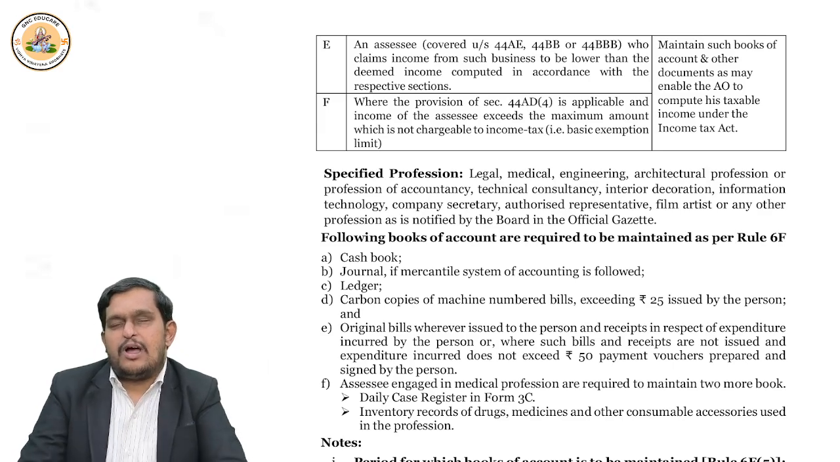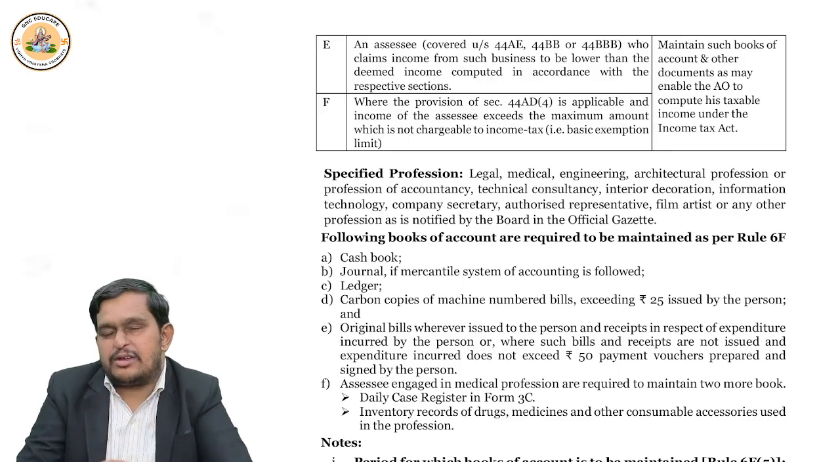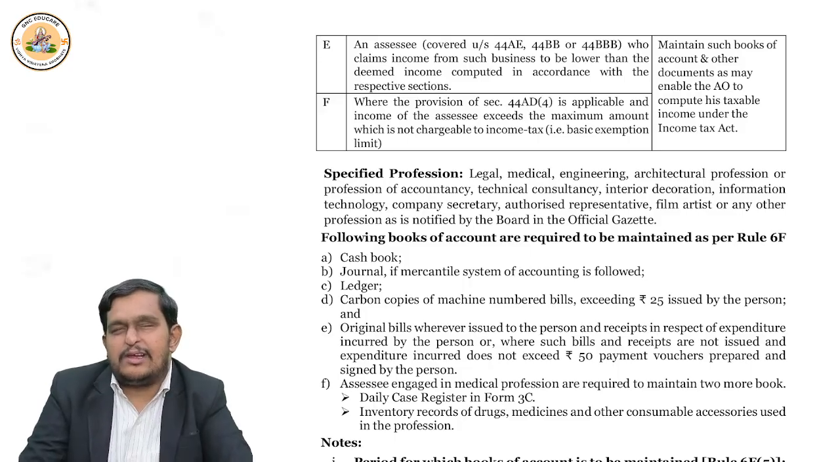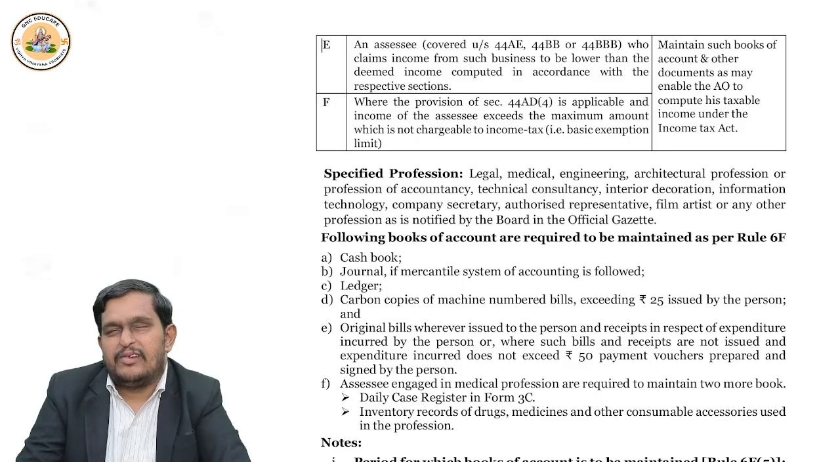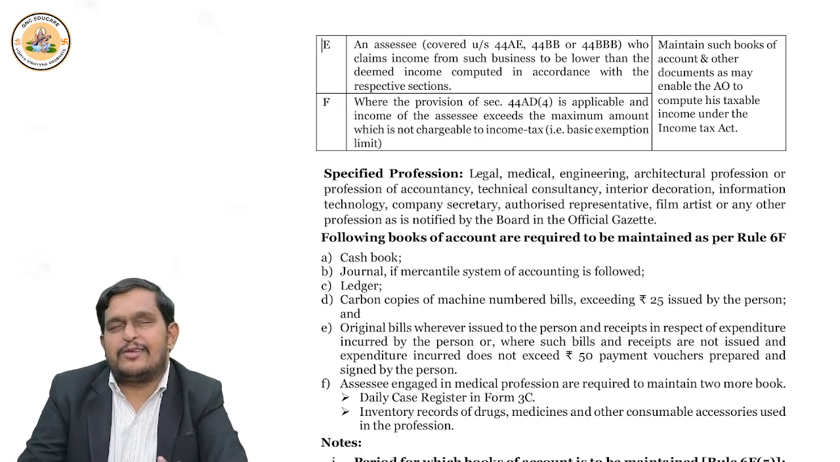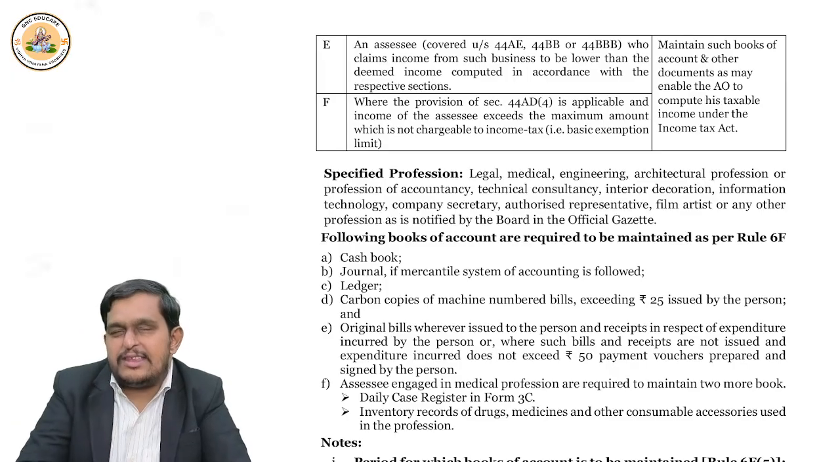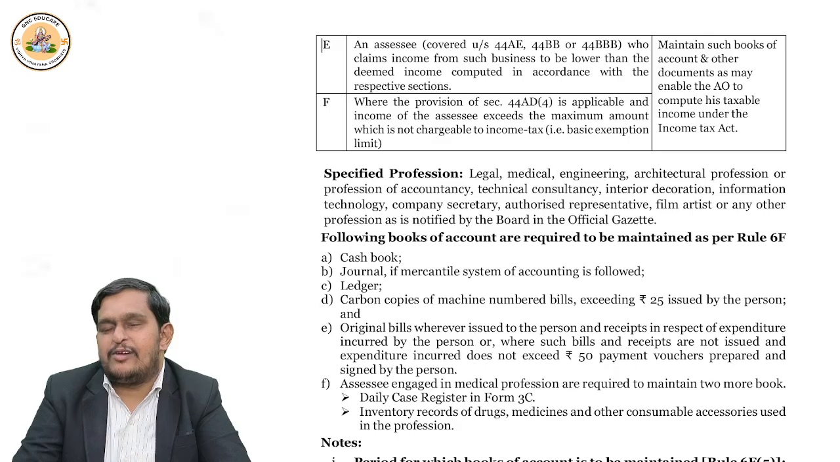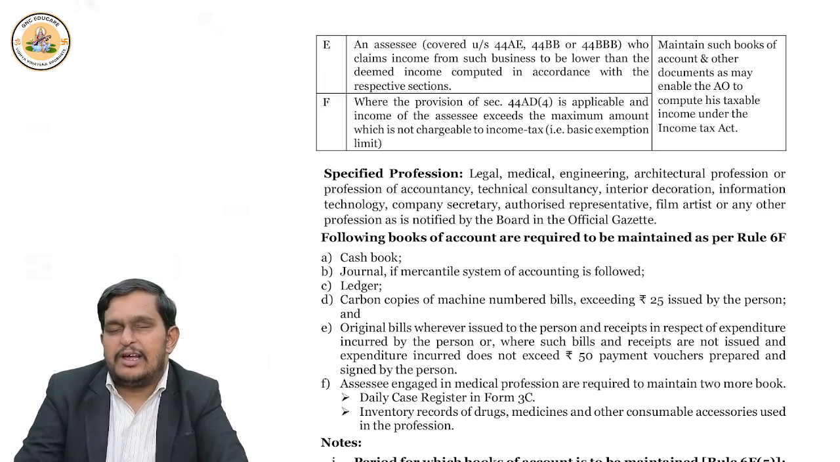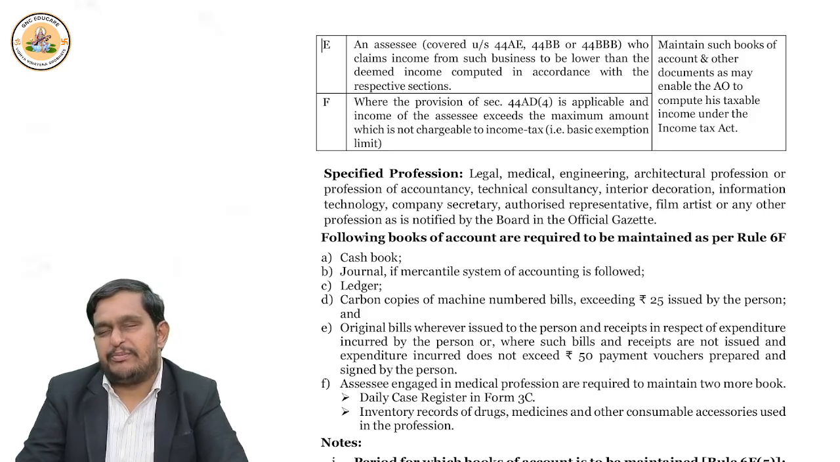If these presumptive sections show that your income is a specified percentage, your income is a specified amount, and you just want to show that income and file the return, then income tax has no problem at all. But if you want to say that no, my income is even less than that, then the assessing officer should be able to compute your income. For that, the books are required to be maintained. Like that, you should remember. E and F is simple.